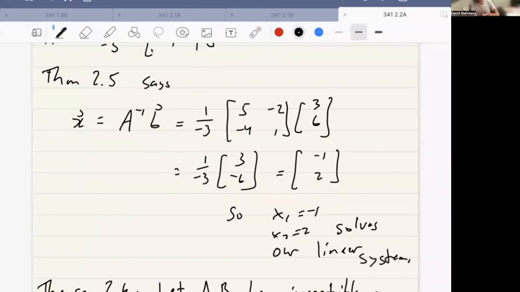Okay, and maybe you were perfectly happy with row reducing an augmented matrix to find the solution. This has some benefits too, though.